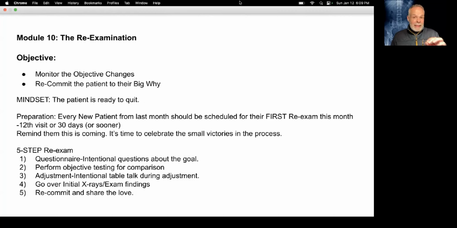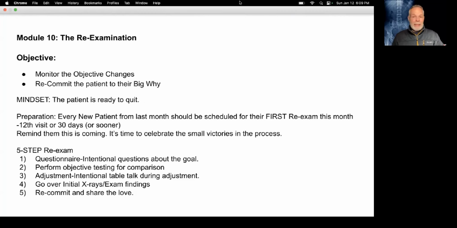So the thing that happens if we don't do that, what happens on re-exam day, person walks in to the front desk and the front desk person says, "Hey, Bob, it's time for your re-examination." And Bob says, "Oh, I didn't know that was today. I don't have time for that."